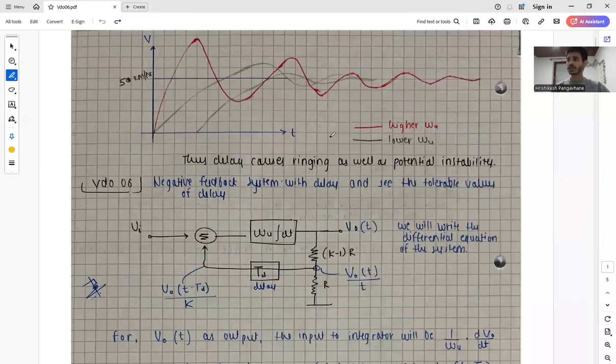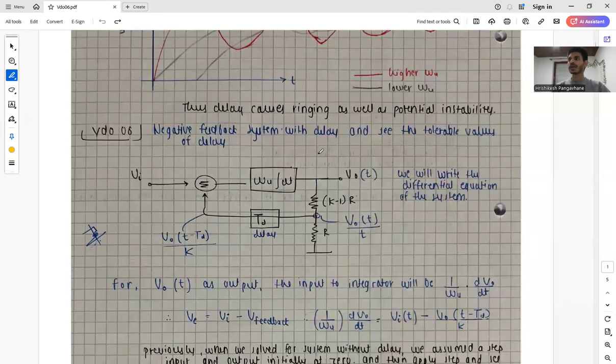In the previous video, we saw the delay causing ringing as well as introducing potential instability. In this video, we will see a negative feedback system with delay and look at the tolerable values for delay. So we have a negative feedback system, and to analyze the delay in it, we can set a component of delay with a value of td in our negative feedback system. We will write the differential equation for the system and then solve for the value of v naught.